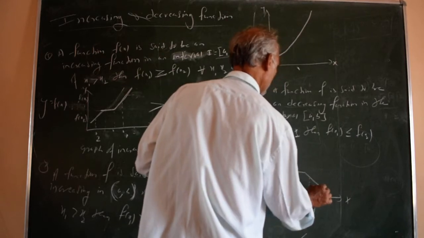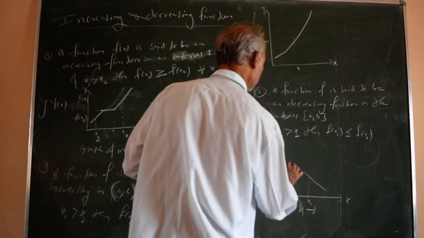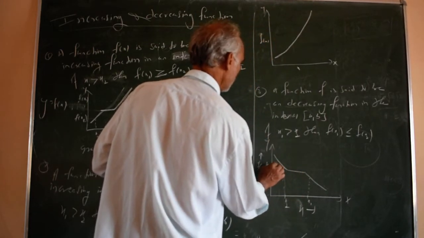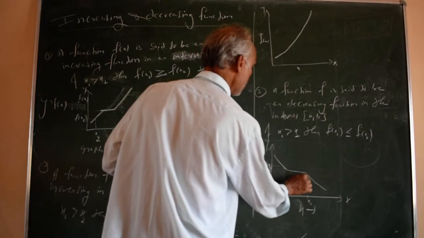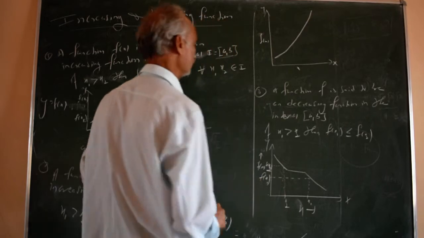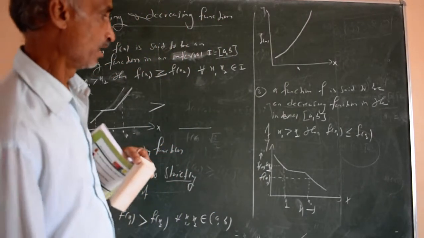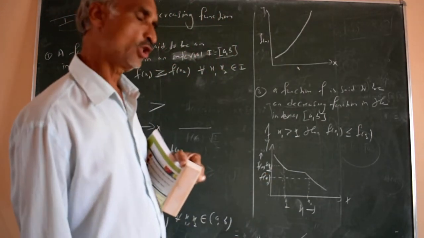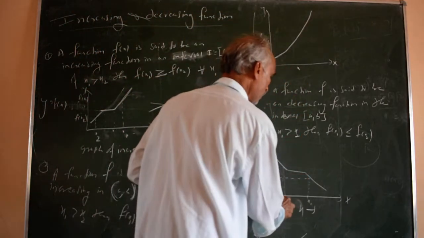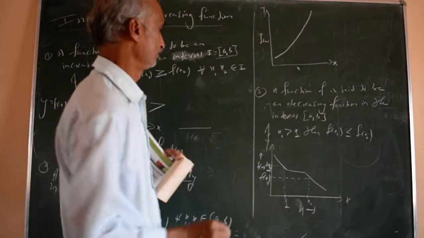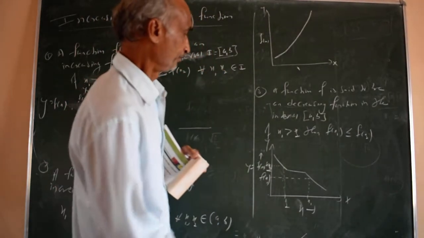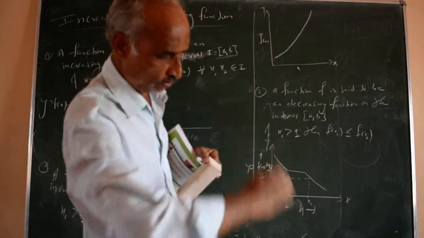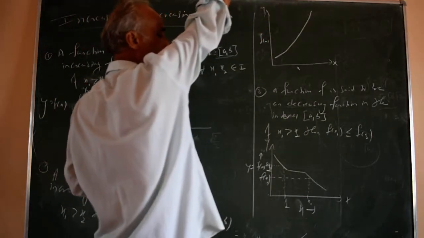This is the f of x1 value, this is the f of x2 value. Here comes f of x2, and here comes f of x1. Which one is bigger here? f of x2 is above, f of x1 is below. Therefore f of x1 is smaller than f of x2. Even though x1 is bigger than x2, f of x1 is y, y is equal to f of x. So f of x1 is smaller than f of x2. That is the nature of a decreasing function. A decreasing function curve is heading downwards. An increasing function curve is heading upwards.